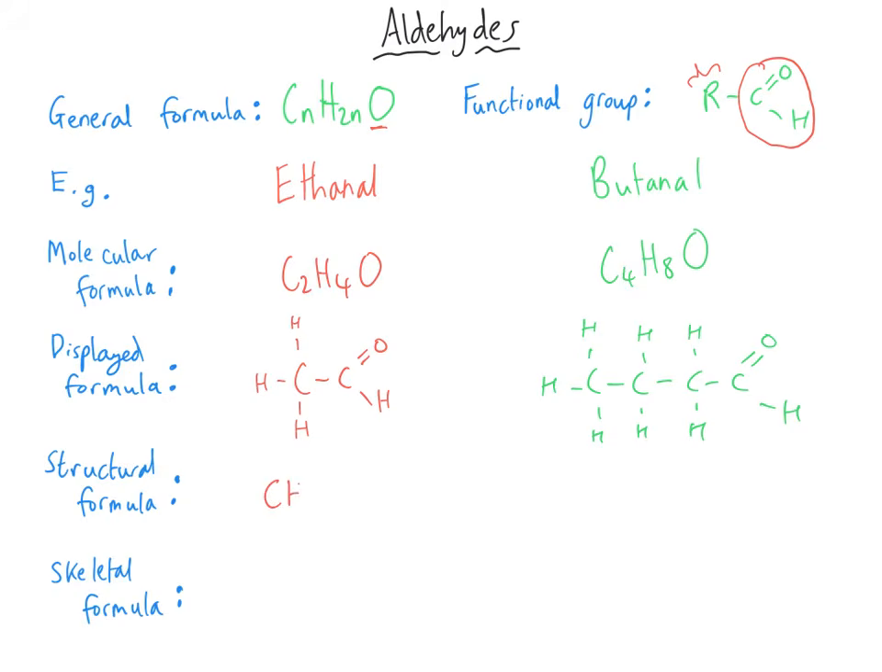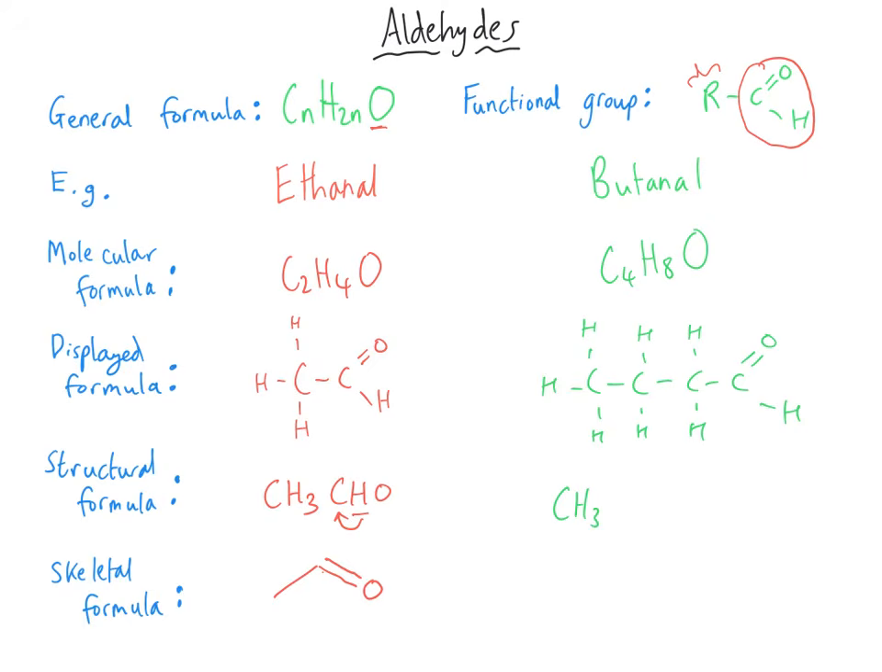Skeletal formula, CH3CHO. Note that we always put the hydrogen that belongs to that carbon first, and then we put the oxygen as well. That avoids any confusion that that hydrogen is attached to the oxygen. Skeletal formula, that line for those 2 carbons, and then again the double bond going down to the oxygen this time. Butanal is our other example, C4H8O, here is its displayed formula.